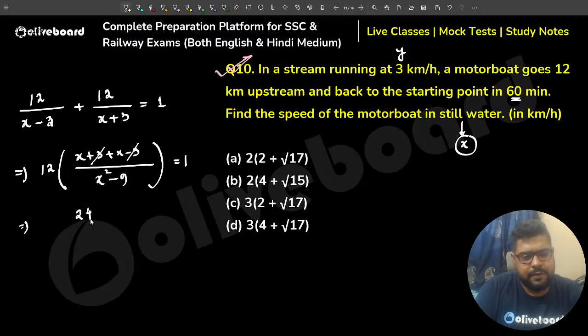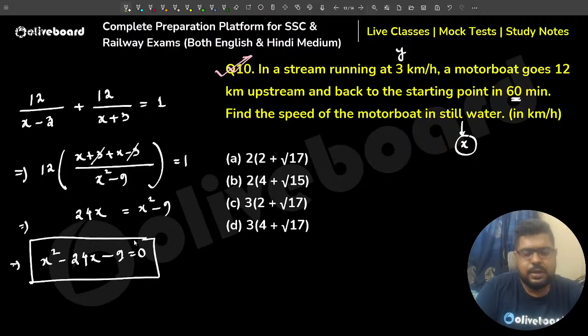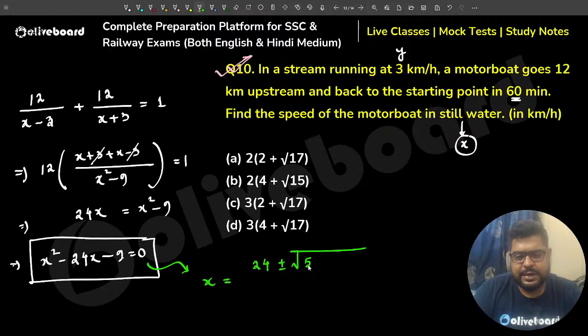So this is 24x is equal to x square minus 9. So x square minus 24x minus 9 is equal to 0. Now I just need to solve it. Looking at the options, it's very evident that I need Sridhar Acharya. Chalo. So x value will be minus b, meaning plus 24, plus minus root of b square minus 4ac, 576 plus 4 into 9, divided by 2a, divided by 2.